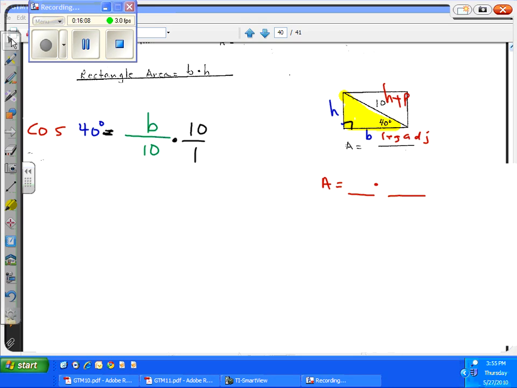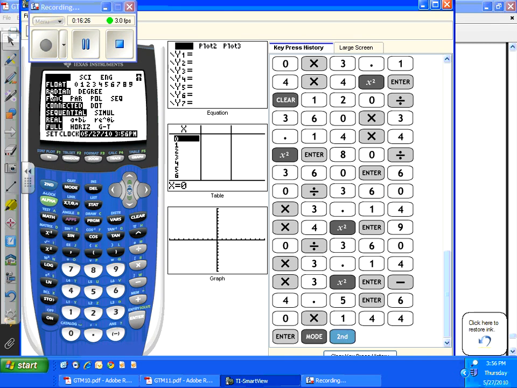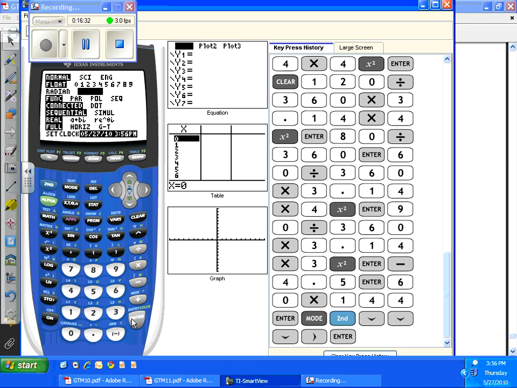All right. So we're going to multiply both sides by 10. So I'm going to have 10 times cosine 40. And so to get the base, we're going to go 10 cosine 40. Make sure my calculator's on degrees. It is. No, it's on radians. See, I better change it. Good thing I checked. I really didn't think it was.